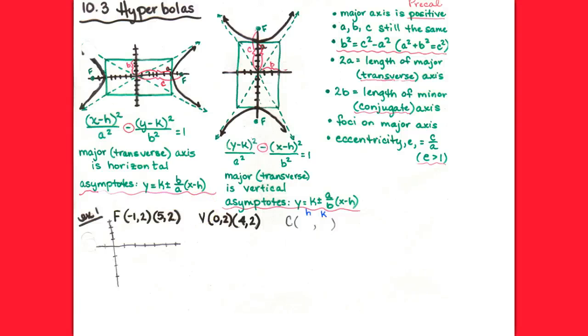Yesterday we were given the equations, and then we would have to give all of the information. So we would go through and give all of the different components. Today we're going to do the opposite. They're going to give me the information, and I'm going to create the equation. So let's look at example number 1. For example number 1, they give me foci and vertices. So I'm going to go ahead and plot those.